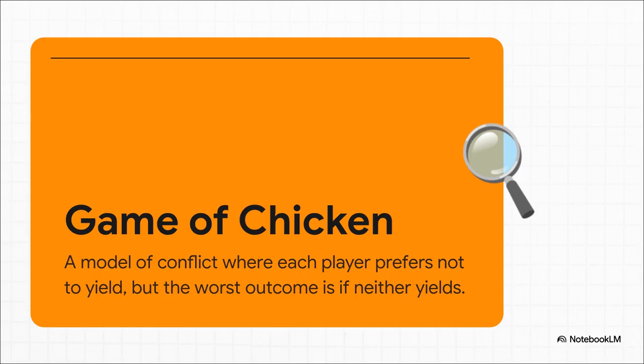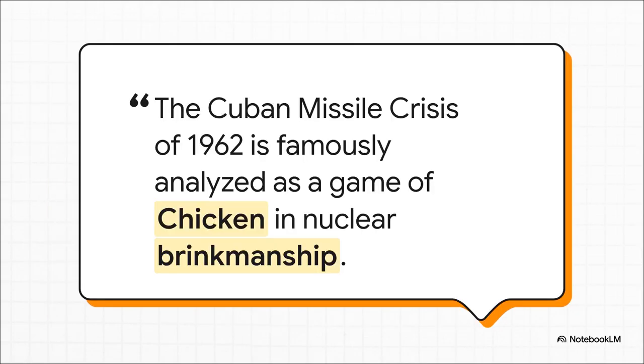Each player is trying to look more resolute, more willing to risk it all just to force the other one to back down. And this exact scenario played out on the world stage. The Cuban Missile Crisis was a horrifying game of nuclear chicken. Both the US and the Soviet Union were signaling their absolute willingness to go to war, each one hoping the other would be the one to swerve. It was a standoff on a razor's edge.